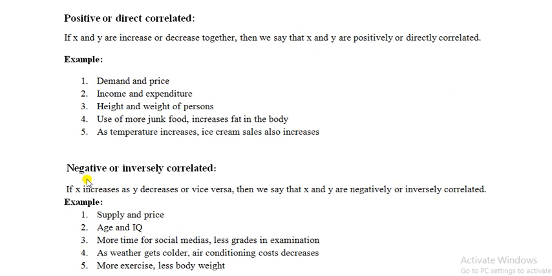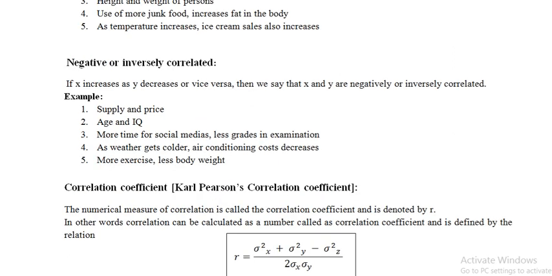The next one is negative correlation, or it is also called inverse correlation. Negative correlation means suppose if x increases, y decreases, or y increases, x decreases, then we say that x and y are negatively correlated. For example, supply and price. So again in market, if the supply of the goods increases, its price will decrease.